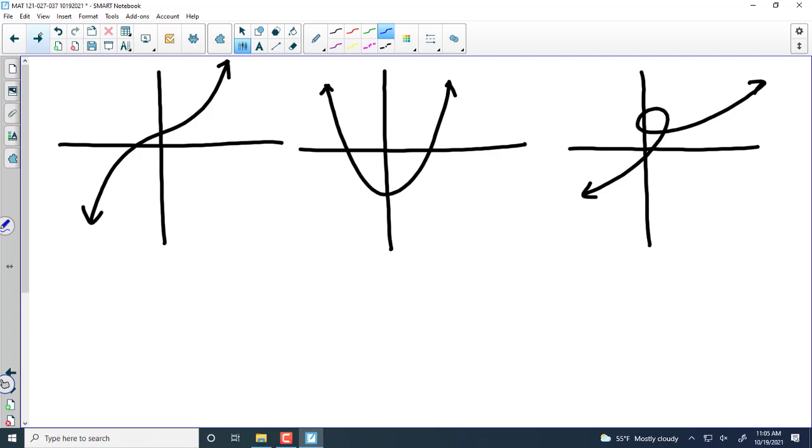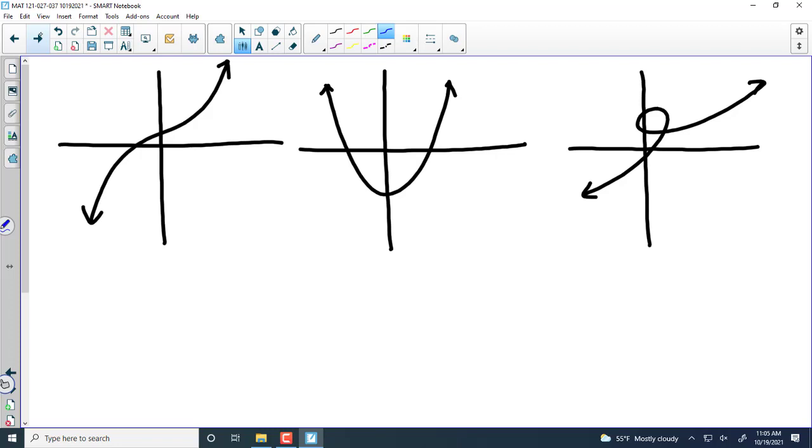So for each one of these, we need to make a decision. We need to decide whether it's not a function, a function but not one-to-one, or a one-to-one function. So this first one here, what do we think? You can just tell me this time. It's a function. Is it also one-to-one? No.